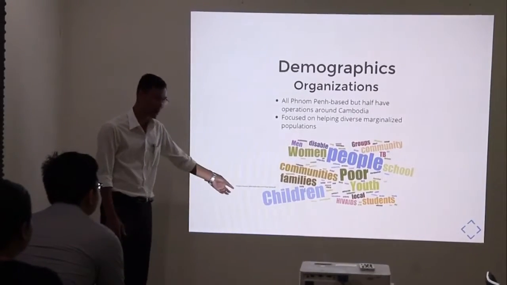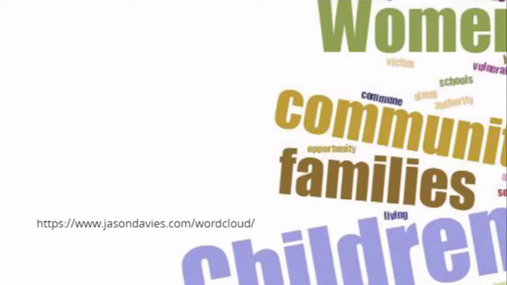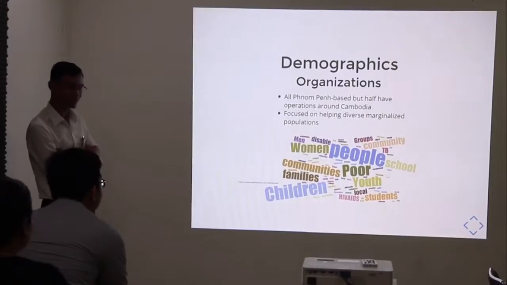And this is the link that we did the analysis based on. We did this analysis based on the link here. You can see JasonDavies.com. But if you Google word cloud, there are 10, 15 different ones. This one looks quite nice, so that's what we used.